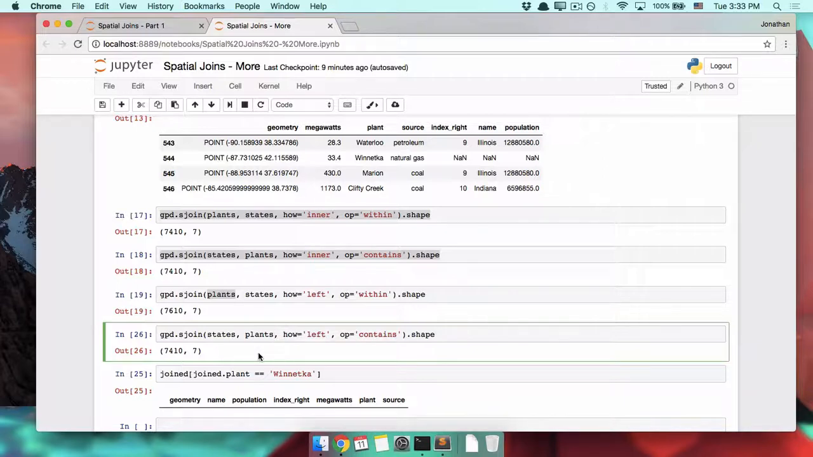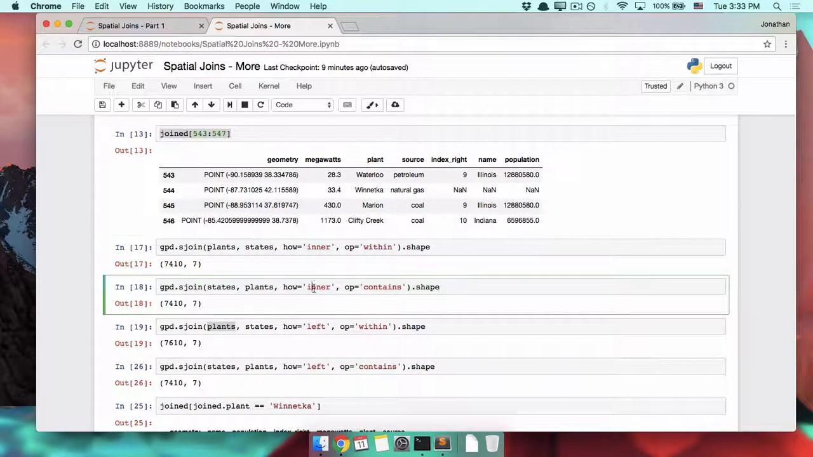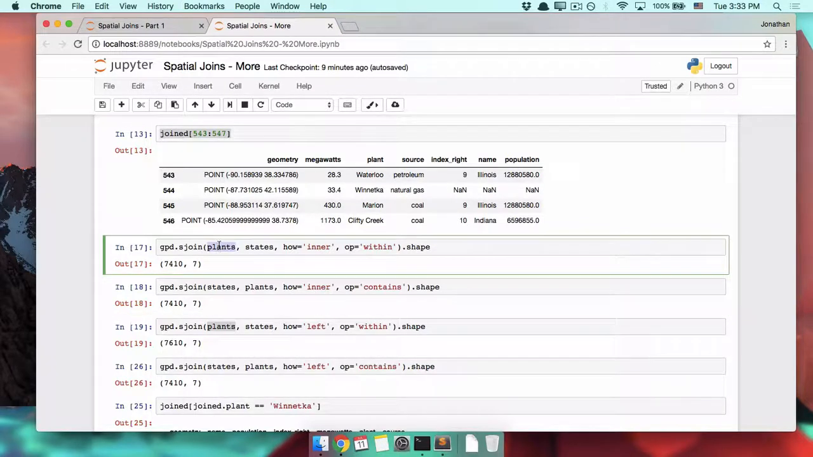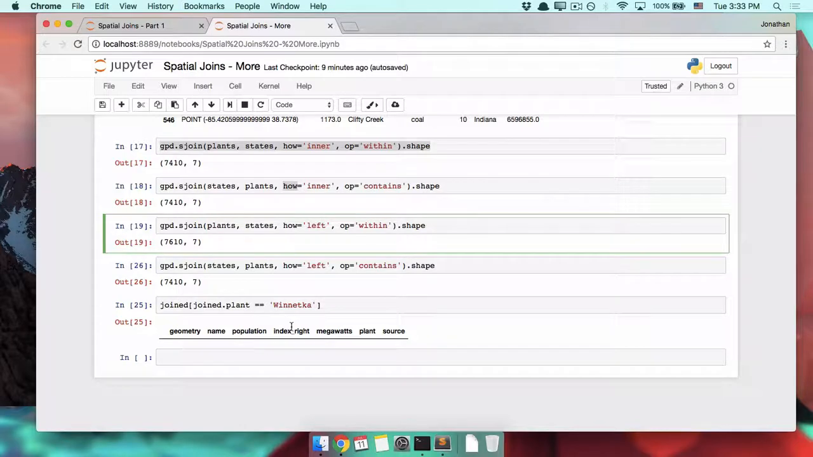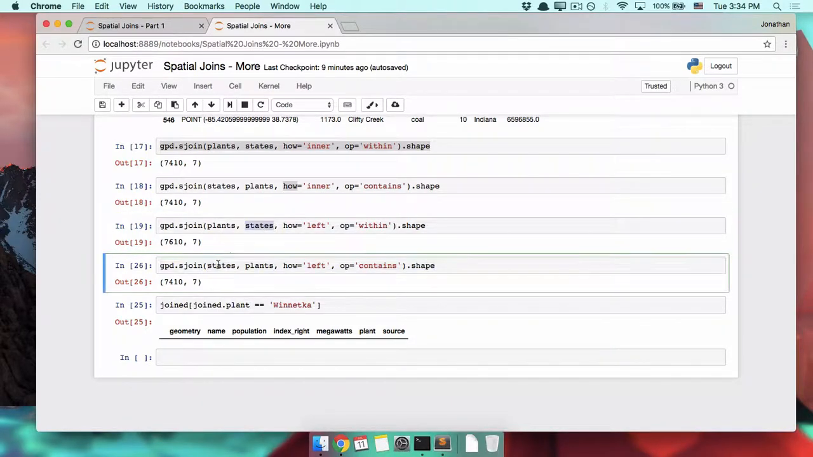And while inner joins are the same, no matter which one comes first in the join, see how these ended up being the same? Because they have to mesh together completely. Every plant has to match up with a state. Every state has to match up with a plant. Doesn't matter the order that you put them in. The only difference is the geometry. But when you do a left join, it becomes important about the order. These two become different. Do we want to keep plants that don't have states, or do we want to keep states that don't have plants?